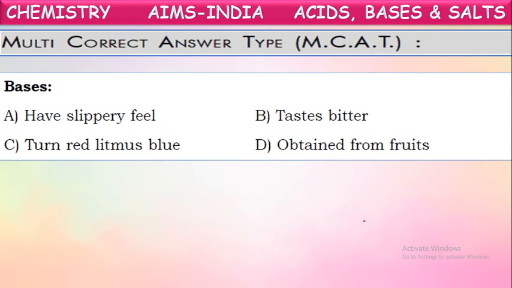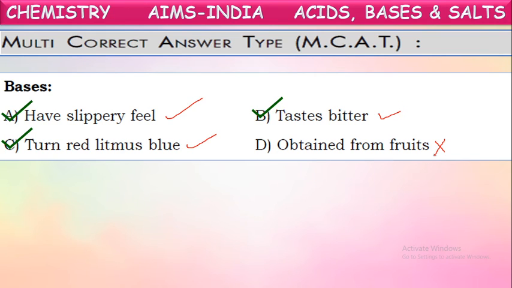Bases. See, about bases they are given some statements. Which is correct about bases? Bases have a slippery feel. Yes, bases are slippery to touch. And they taste bitter also. That is also correct. And how do they turn litmus? They turn red litmus blue. This is also correct. And these bases are obtained from fruits. Is it correct? No. Bases are not obtained from fruits. Which are obtained from fruit generally? Acids. Acids are obtained from fruits but not bases. Okay. Now what will be the correct answer?